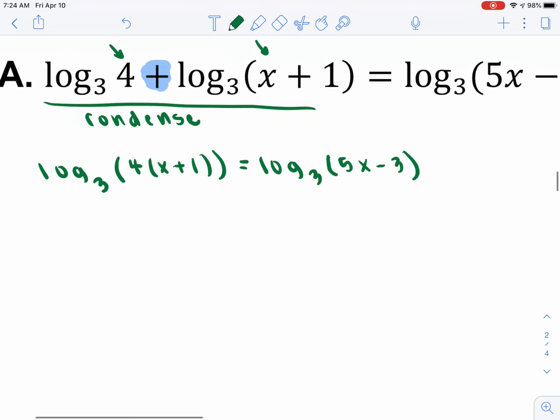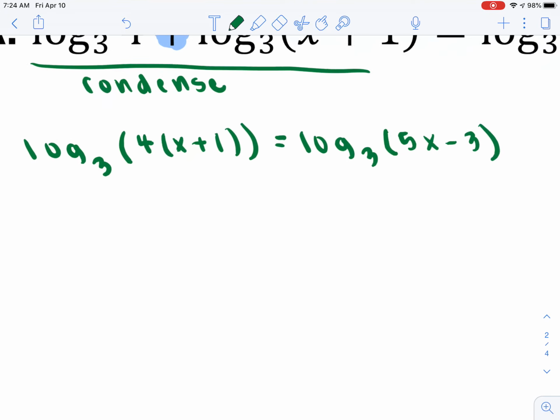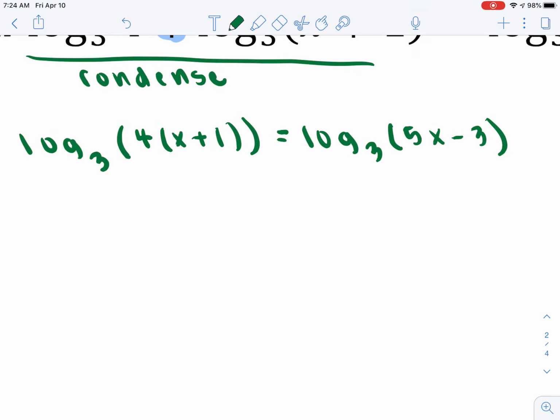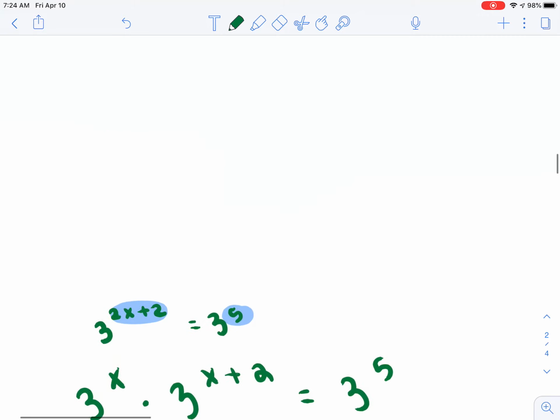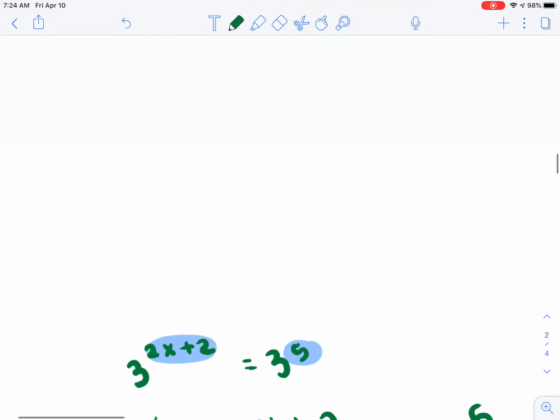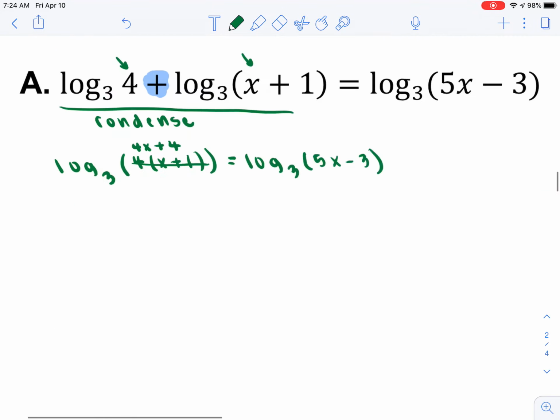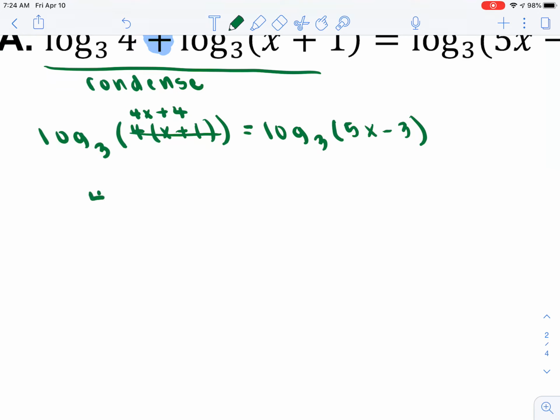Now, if you understand that, you can kind of see where we're going from here, because once you have a log on each side, we're going to be able to set the arguments equal and solve. But before we do, let's just clean up what's inside that argument. I'm going to distribute the 4 and make this 4x plus 4. Now, 1 log on the left, 1 log on the right. It's the same idea as if we had something set up like this, where we have the same base on each side. Let's set those arguments equal to each other.